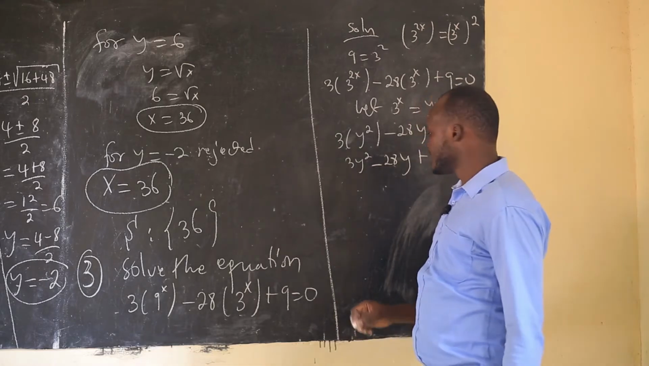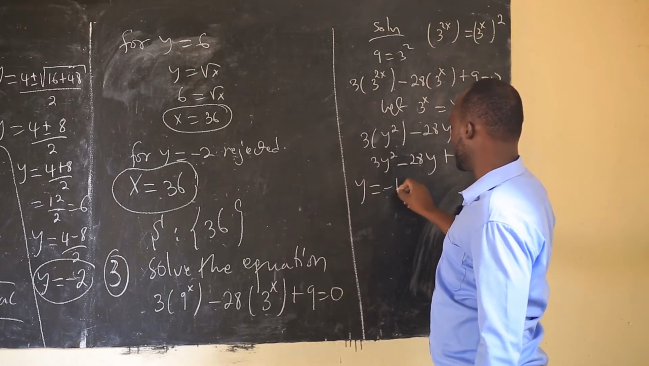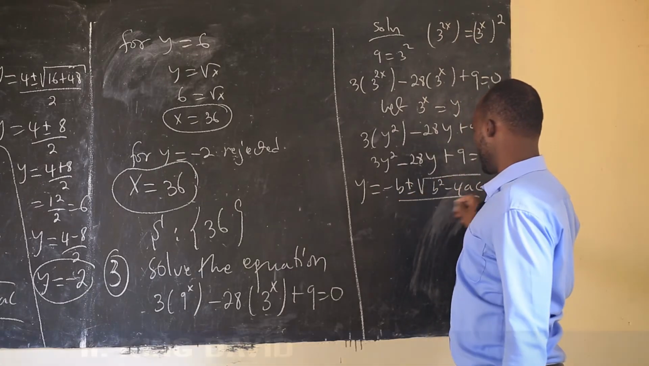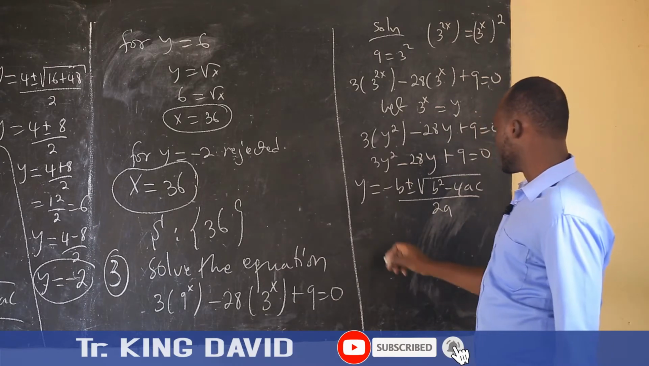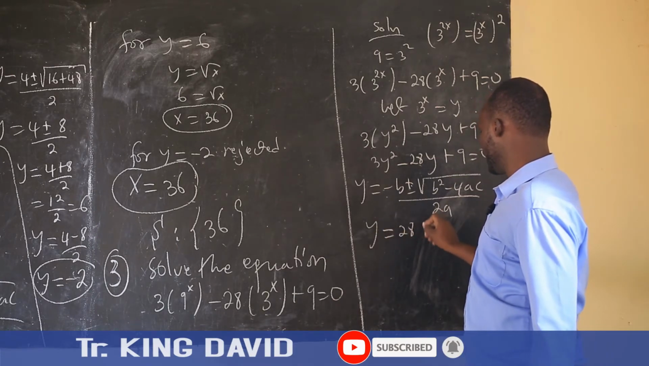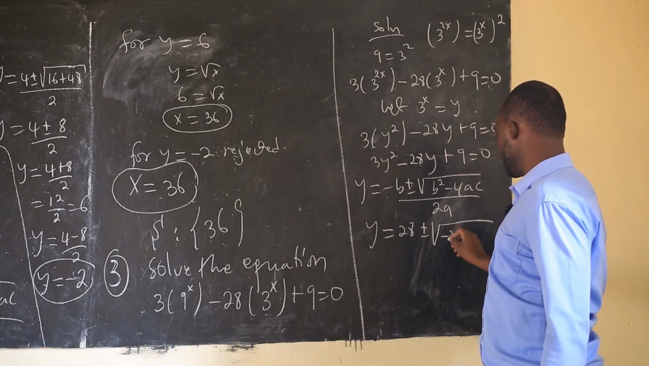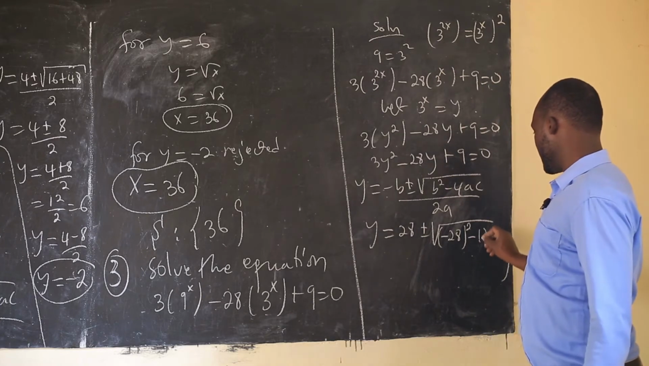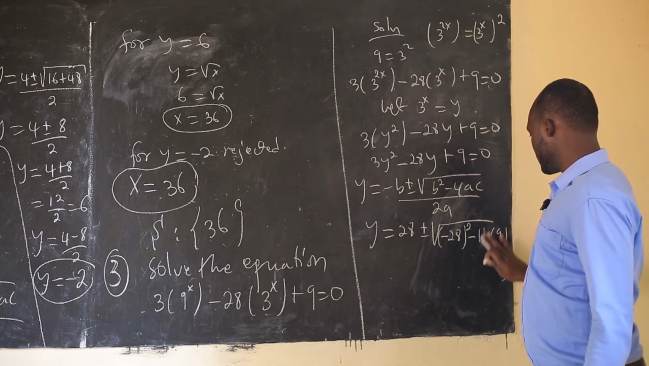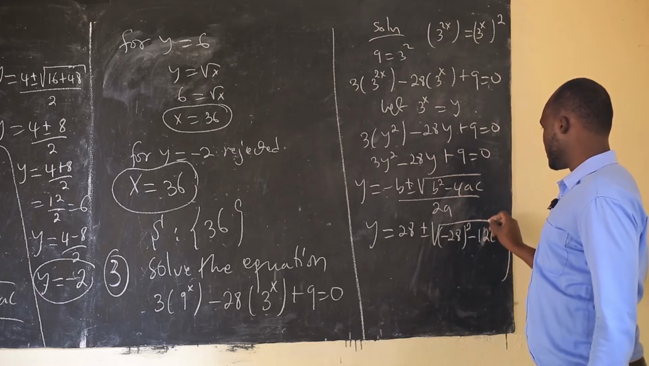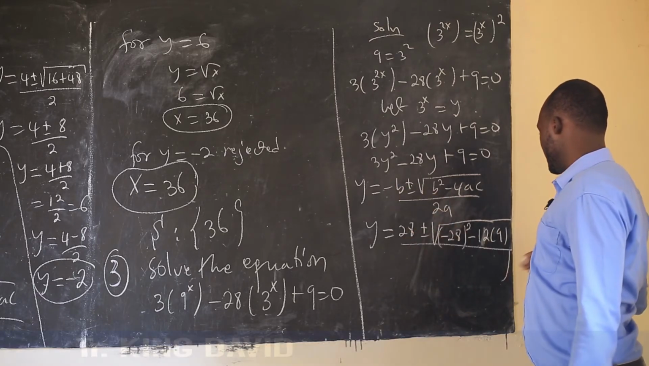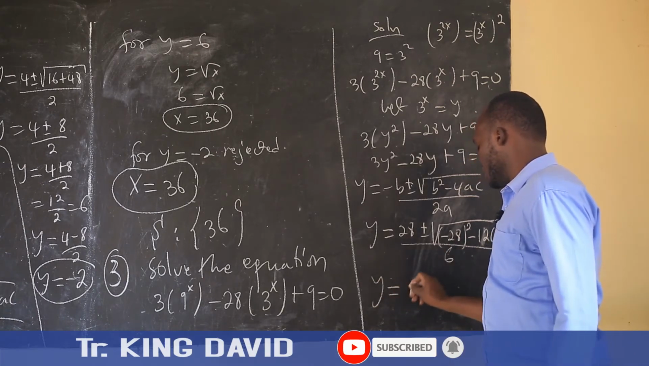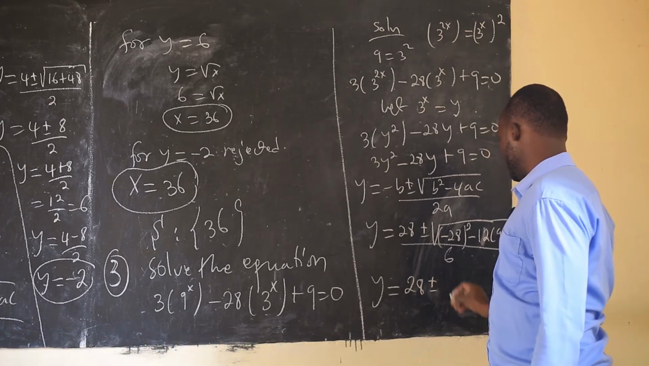We use the quadratic formula. y will be negative b plus or minus the square root of b squared minus 4ac, divided by 2a. So our y will be equal to 28 plus or minus the square root of 28 squared minus 4, that is 12, times 9. It is 12 times 9 because 4 times 3 is 12. So divided by 6.